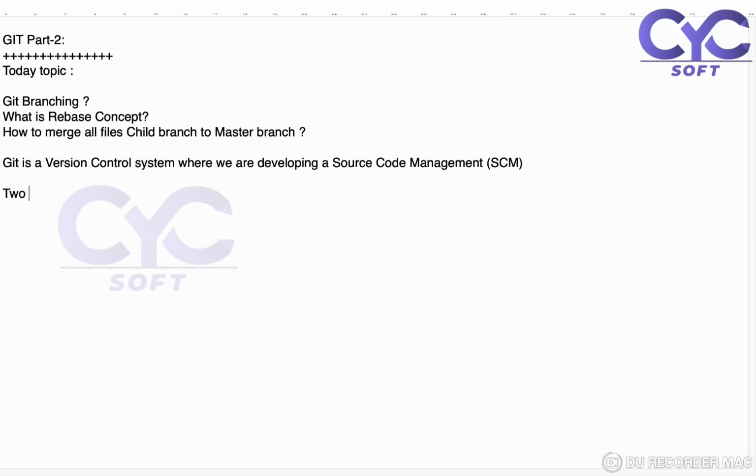As I told you, we have two types. The first one is the centralized version control system. The second one is the distributed version control system.